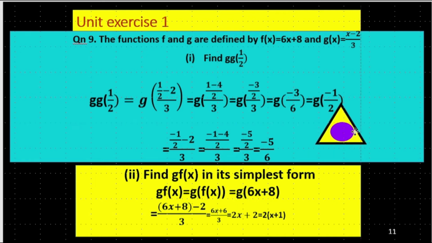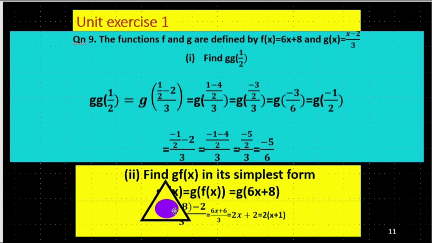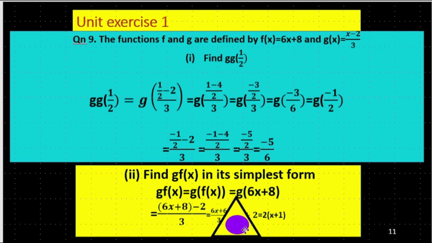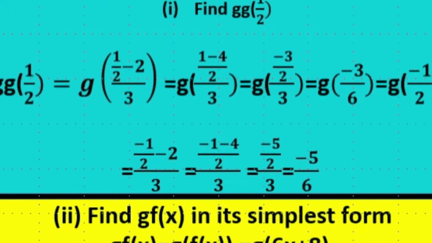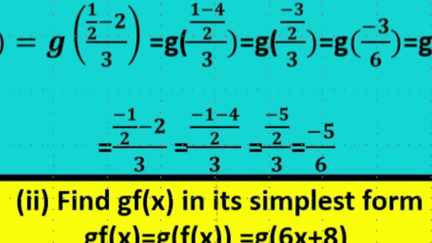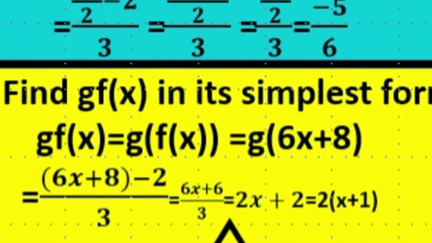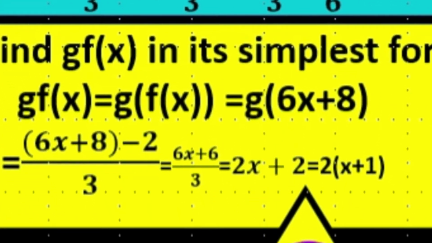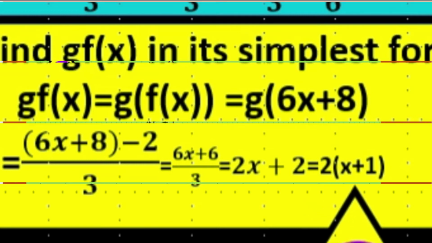Again, in g of x, x will be replaced by minus 1 by 2. Further simplifying, we get minus 5 by 6. Find g of f of x in its simplest form. g of f of x equals g of 6x plus 8 equals 6x plus 8 minus 2 by 3 equals 6x plus 6 by 3 equals 2x plus 2, or 2 into x plus 1.